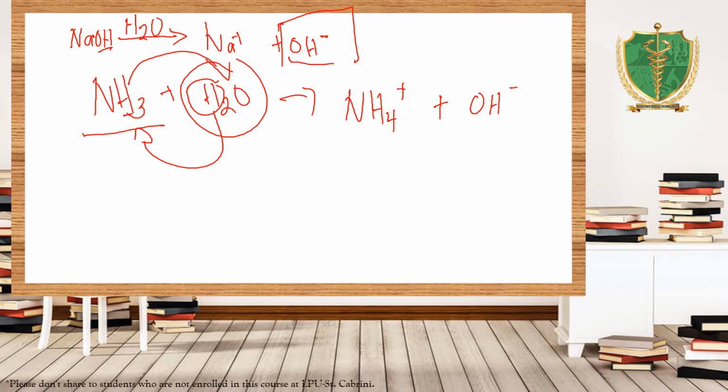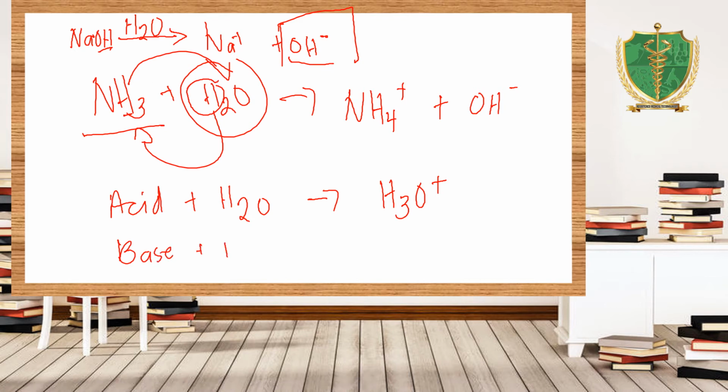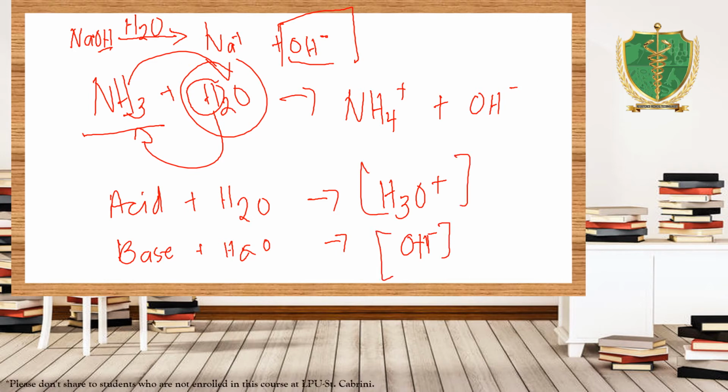Now, ano yung dapat natin tandaan ngayon? Acid plus water will produce hydronium ion. Base plus water will produce hydroxide ion. And that is the definition of acids and bases according to Arrhenius. Can you guys follow? I hope you can follow.